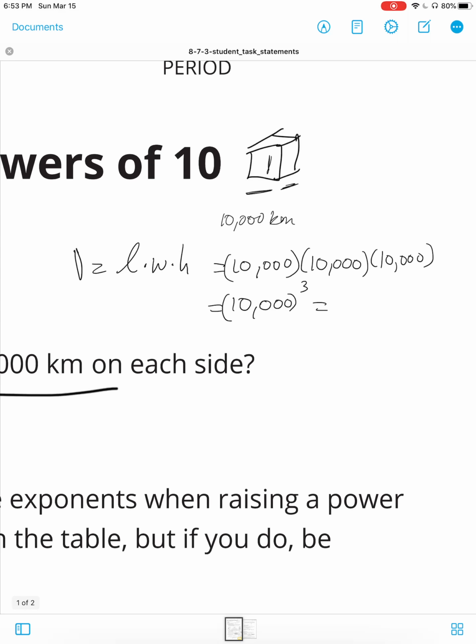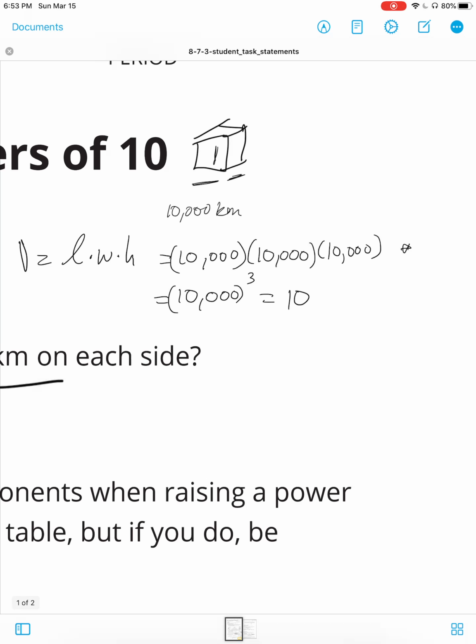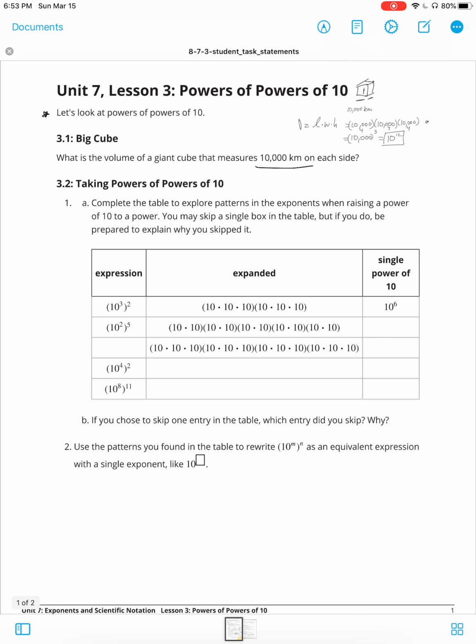And if you wanted to write that in expanded form, which we already did up here, in reduced form, that's going to be a really big number. But we can also rewrite this with a power of 10, and we're going to have 4 zeros here, 4 zeros here, 4 zeros here for a total of 12 zeros. Awesome.